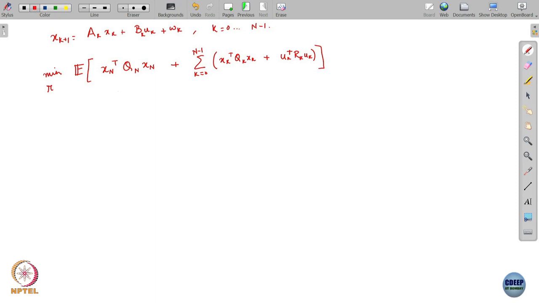Now, the matrices here are of appropriate dimension. So, we assume that these matrices Q_N, Q_k, R_k are all square matrices. A_k, B_k are matrices of appropriate dimension, so that this state equation, the state dynamics, can actually be written out properly.